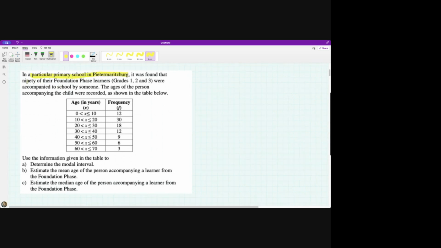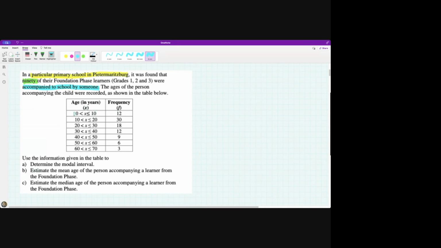At a particular primary school in Pietermaritzburg, it was found that 90 of their foundation phase learners were accompanied to school by someone. So basically, foundation phase learners walk to school with someone, which seems like a good idea to keep them safe. The ages of the person accompanying the child were recorded as shown in the table. These are the people who were accompanying the children.